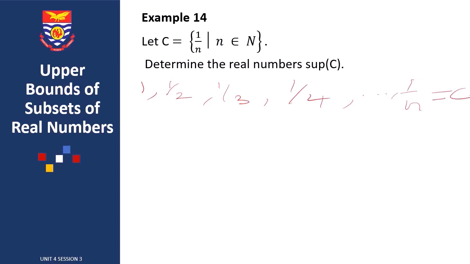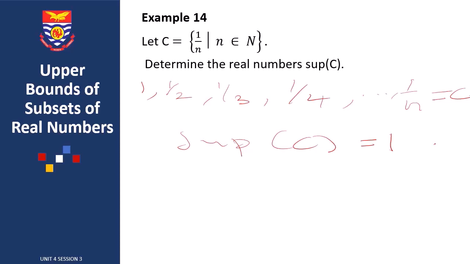So the set C is bounded above because for all n, 1 on n is less than or equal to 1. So in this instance, what is the sup? You can say that the sup of C equals 1. Including that is 1. Okay, so all these are upper bounds: 1/2, 1/3, and the rest, but the least one is 1. So the sup is 1.